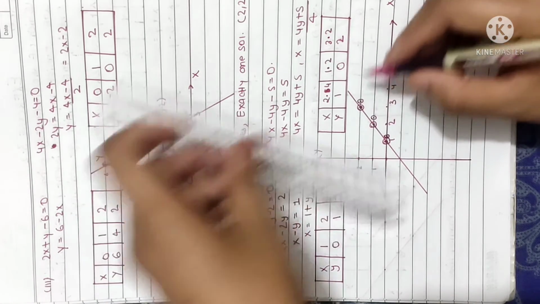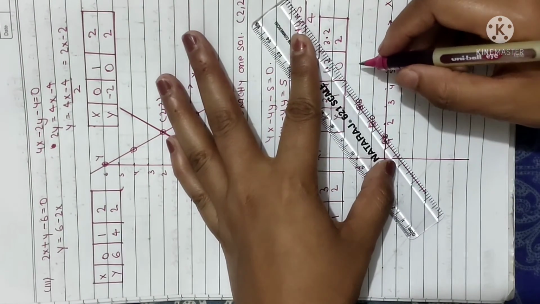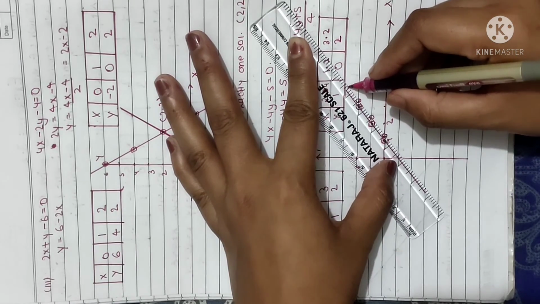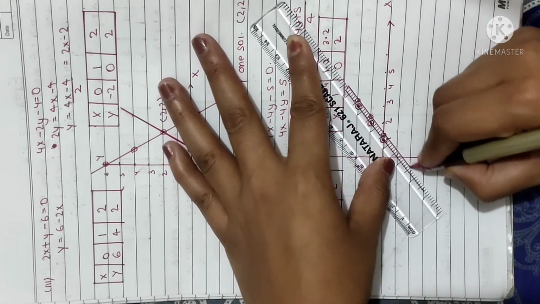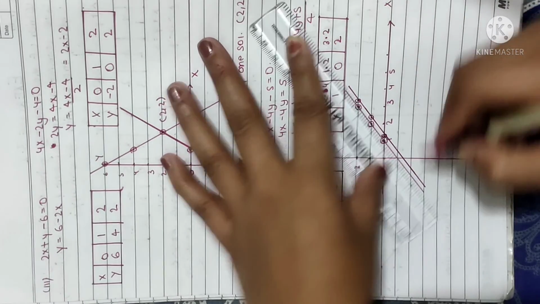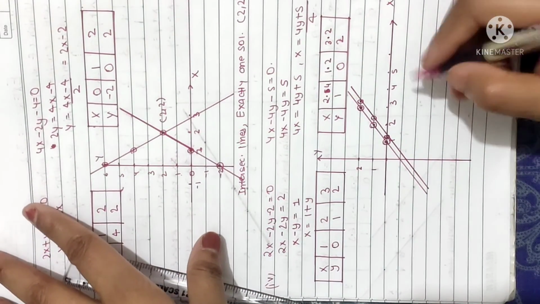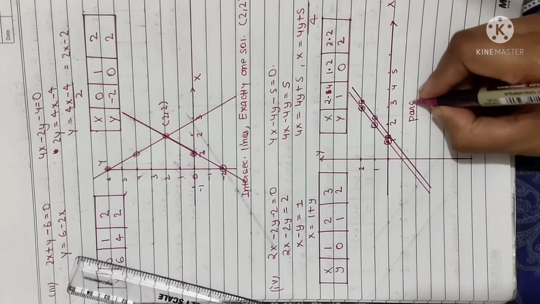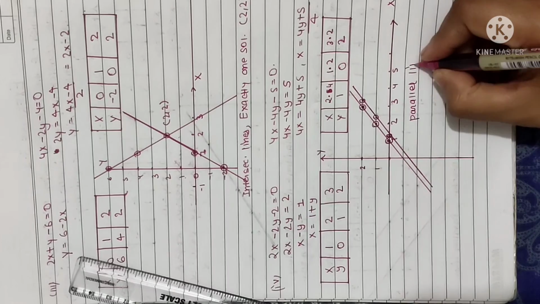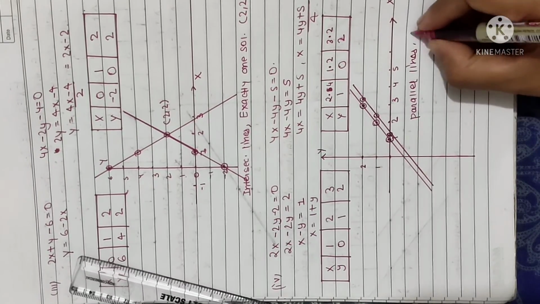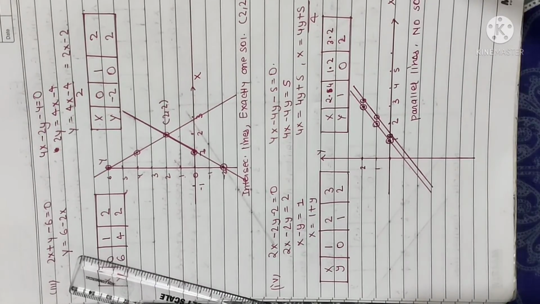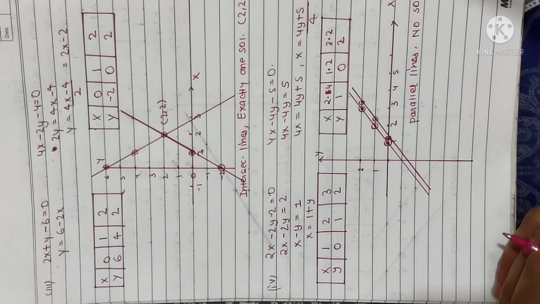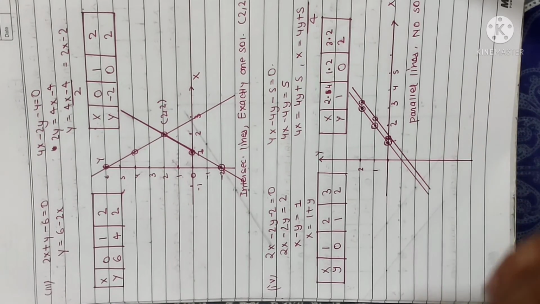I think this one is a parallel line. Here the lines are parallel because they are not going to intersect each other, so no solution, again no solution for this equation. So this is our question number 4. I hope this is clear to you. Thank you for watching.